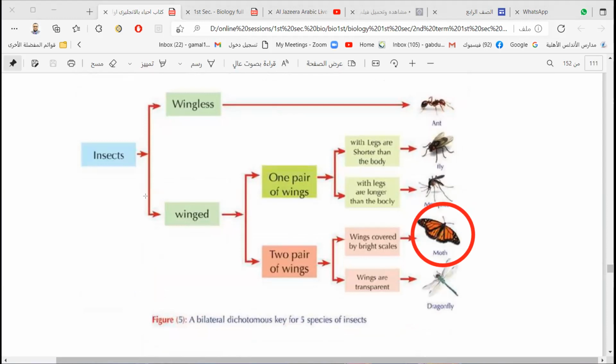So I will say, is it from insects or, for example, arachnids? You tell me it's from insects. Is it from winged insects or wingless insects? It is winged. Is it with 1 pair of wings or 2 pairs of wings? It has 2 pairs of wings. Are the wings covered with bright scales or are they transparent? They are covered with bright scales. So the answer here is what? Dichotomous key. Okay.